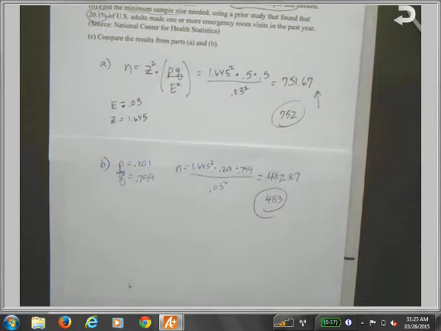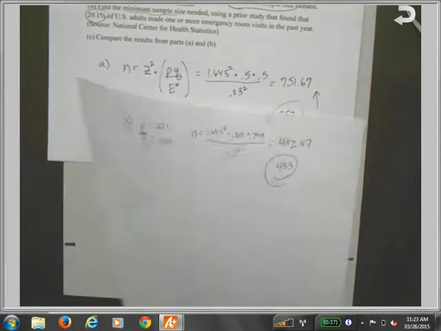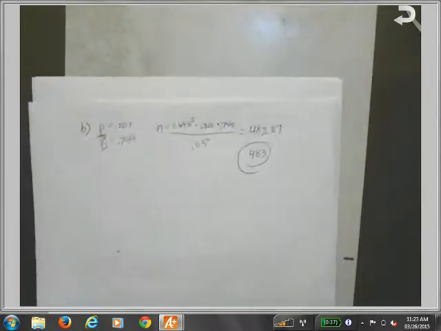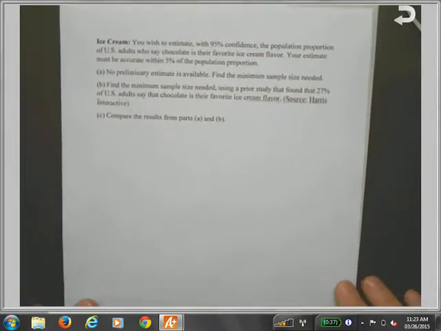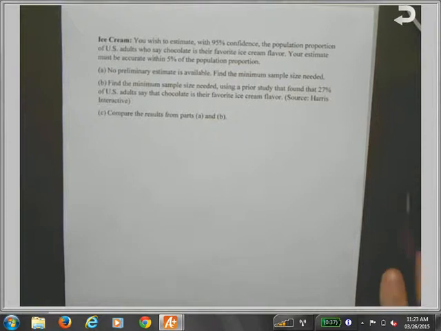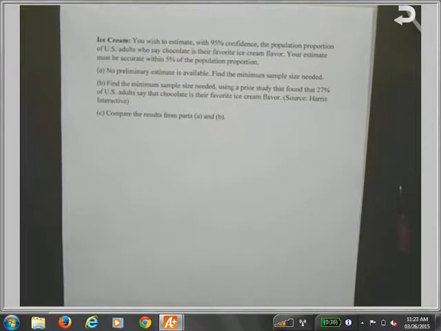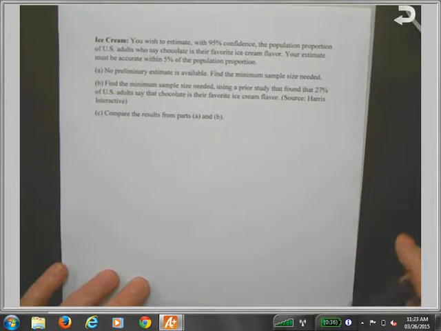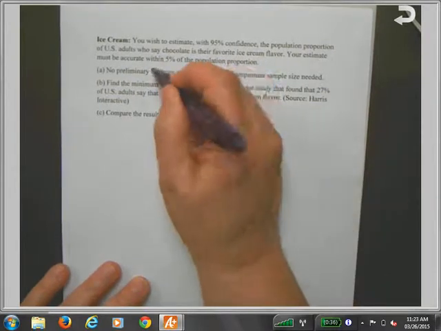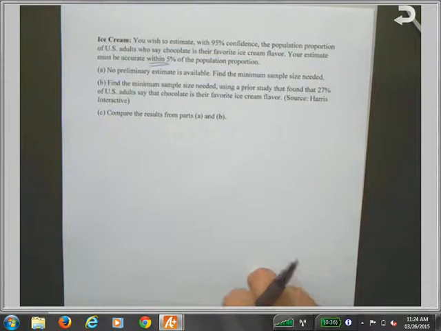Okay, let's see what else I've got for you. And another one of these. So two of each kind that you're going to be faced with. Ice cream. You wish to estimate with 95% confidence the population proportion of U.S. adults who say chocolate is their favorite ice cream flavor. Your estimate must be within 5% of the population proportion. Okay, so I see important things there, that within 5% and the 95% confidence level.